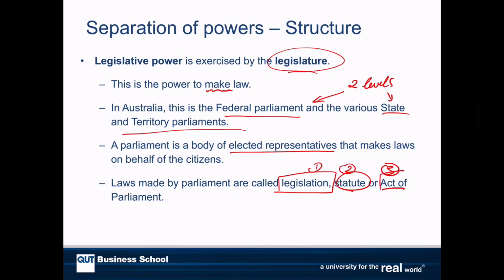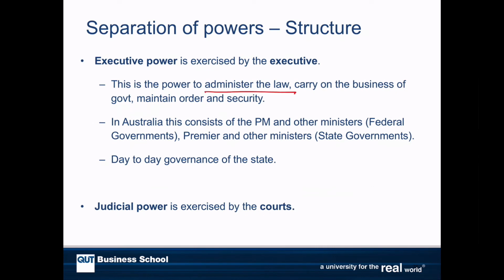The executive administers the law. They actually carry on the business of government and maintain order and security and make sure that the laws are put in place. In Australia, the executive consists at the federal level of the Prime Minister and the other ministers, so the ministry. In the state governments, it's the Premier and the other ministers who form the executive. So the executive in the Australian system is a subset of the legislature. They undertake the day-to-day governance or the day-to-day running of the state.